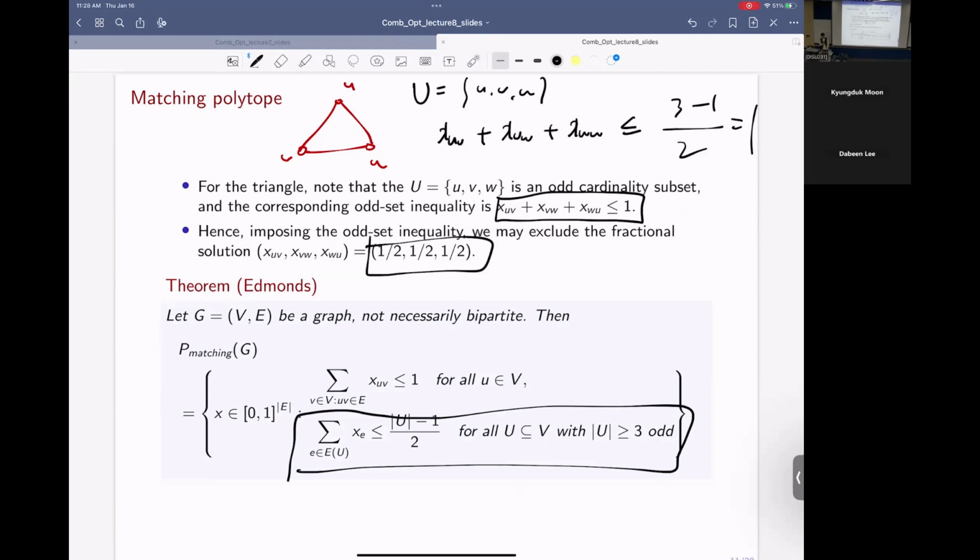The proof is not too complicated, but can be quite technical for this lecture, so I'm not giving you a proof. But if you are interested, I guess there are many materials available for the proof. So this is one of the classical results in combinatorial optimization.